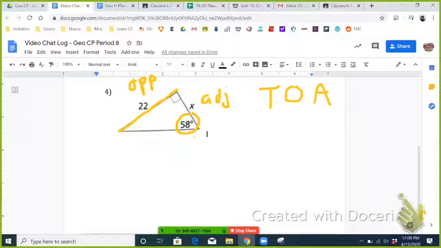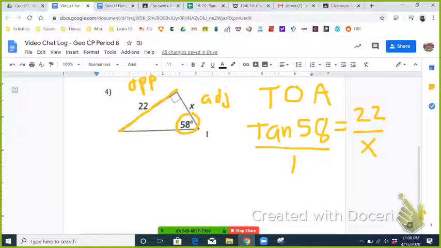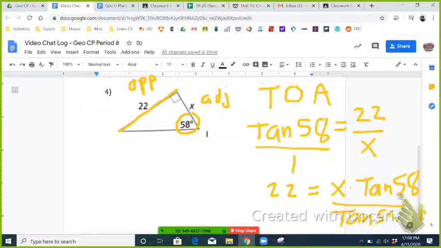So now that we know we have to use tangent, we'll say the tangent of 58 is equal to opposite 22 over adjacent x. Then we can cross multiply, put that over 1, and we get 22 equals x times the tangent of 58. To get x alone, we divide both sides by the tangent of 58. Remember, that's just a number. It's the ratio of the opposite leg over the adjacent leg in any 58, 32, 90 triangle.